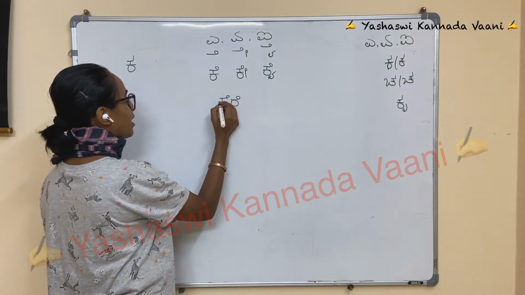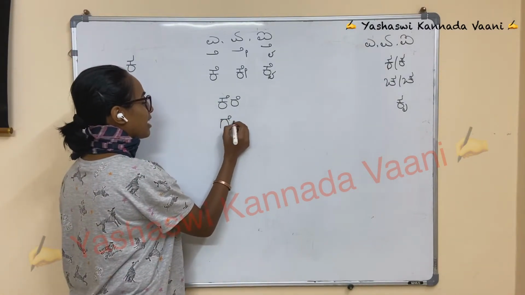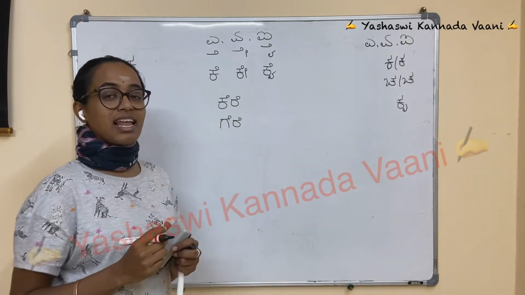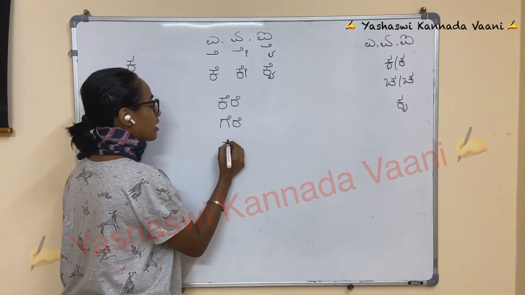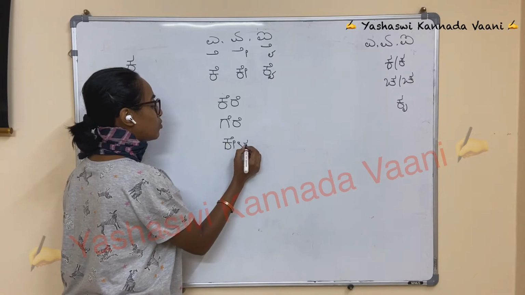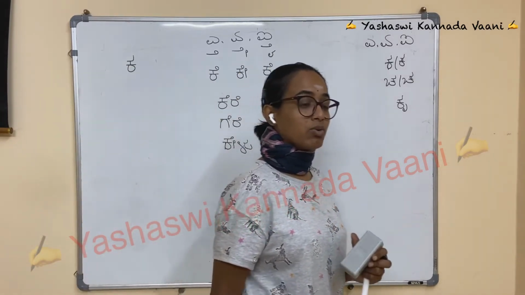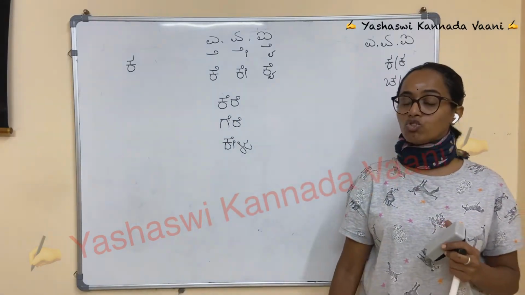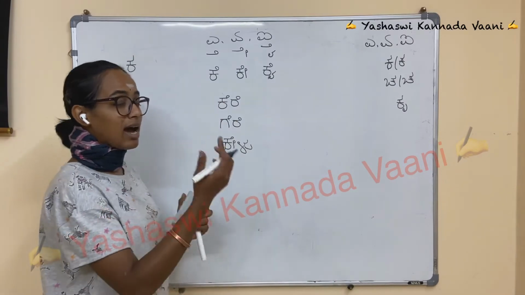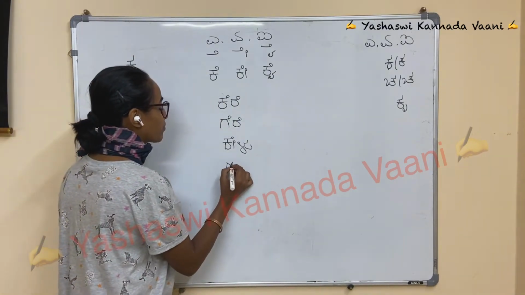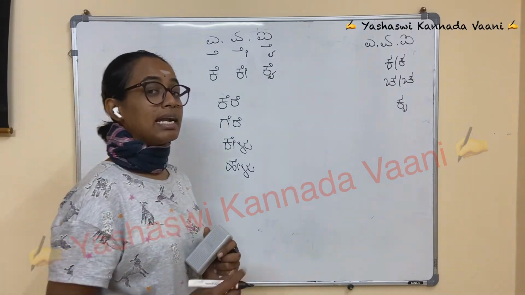Kere. Kere is a lake. Kere. Kere is a line. Kelu. This we have learned in the last video, part 2. If you don't know that one, please go check, learn properly, then you have to come to this. Kelu is ask. Helu. Helu is tell.